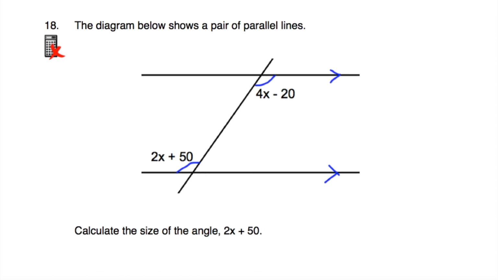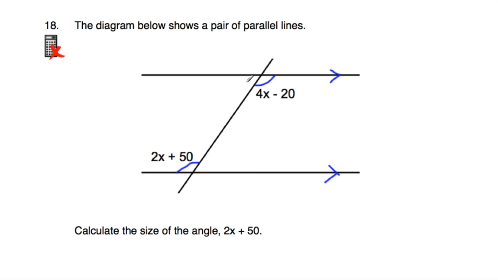Okay, so here's our next question, question number 18. Question number 18 says, the diagram below shows a pair of parallel lines. As you can see with these arrows, this line is parallel to this line. Then we've got this transversal, the line that crosses the parallel lines. So we're going to have alternate and corresponding angles and so on.